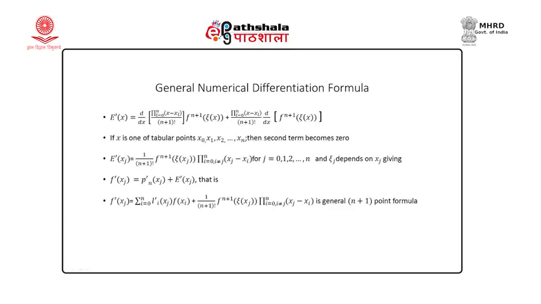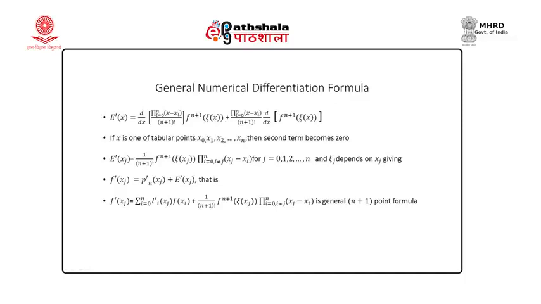Now, the second term is not known to us because xi is not known to us. So, this term is not known to us, we have no idea about d by dx of this term. But if x is one of the tabular points, then this product becomes 0, and then the error E dash simplifies to only the first term. And so, let us put x equal to x j, because in that case the second term becomes 0.